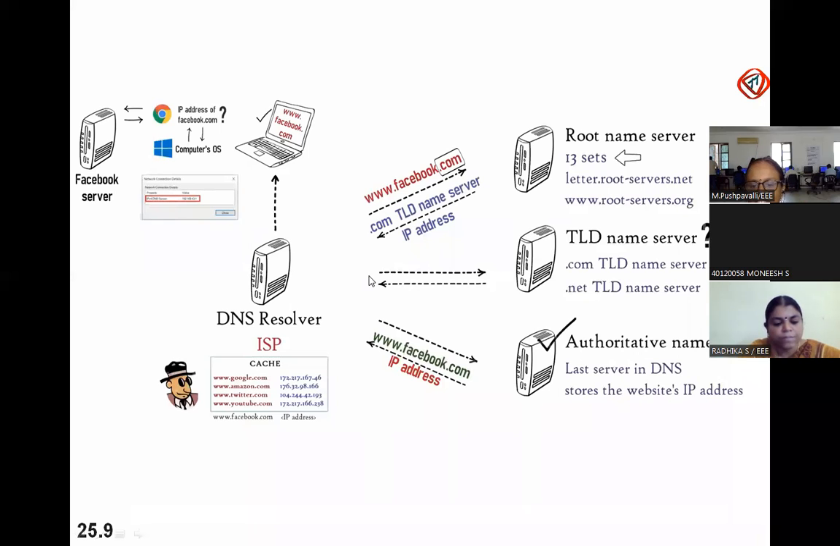Then it will communicate with the top level domain name server. So definitely the .com will be there. But the authoritative name server will store the website IP address. Then it will communicate to that. Then automatically my DNS resolver will communicate with the Facebook server, and then it will be displayed in my system. So that you all understand one thing.